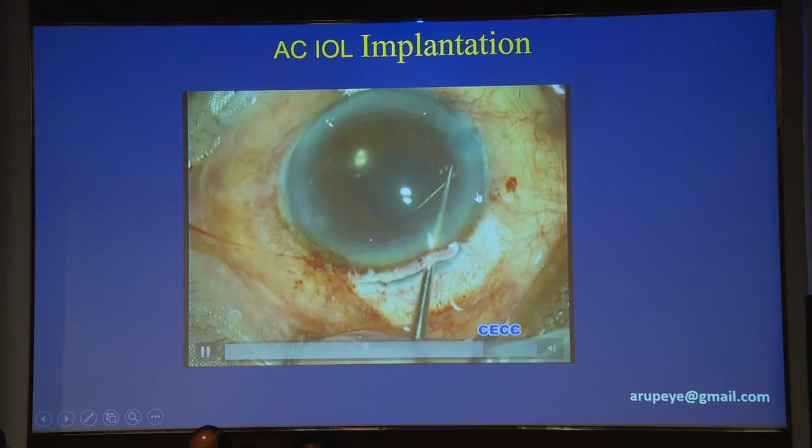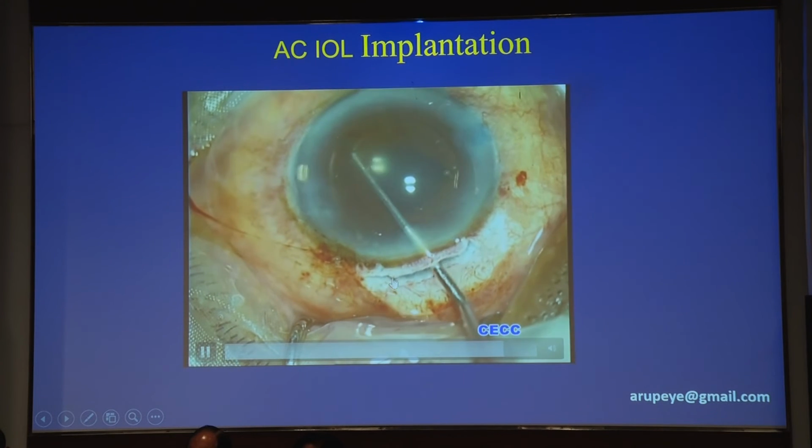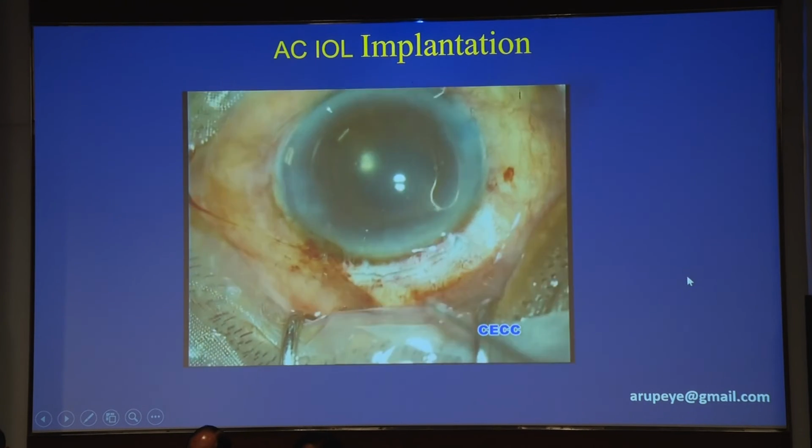So it is an AC lens which is being handled properly. It is kept horizontally. A peripheral iridotomy will be performed, and this patient would do fine.